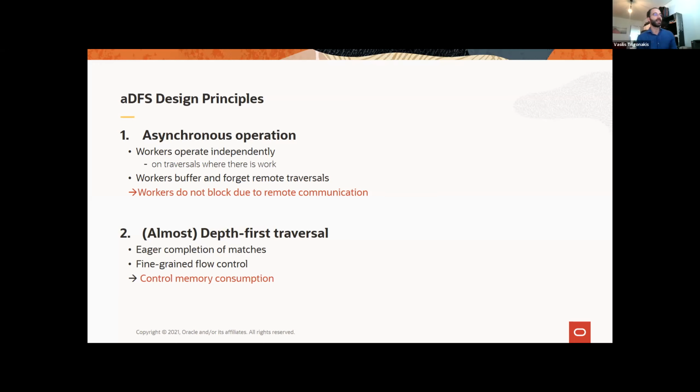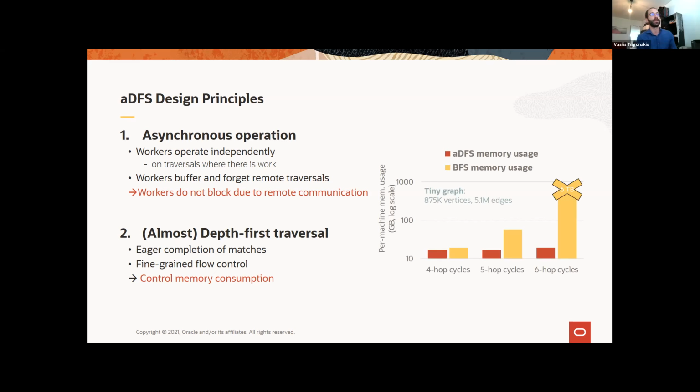And then we have almost-depth-first traversal, which means that the whole runtime is aiming at taking intermediate results and turning them into final results. This allows us also to do fine-grained flow control in order to control the memory consumption of the runtime. Now, why do you want to have these principles in your runtime? It is quite, I would say, obvious, but still, let's take a look at an example.